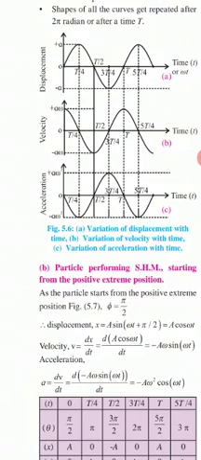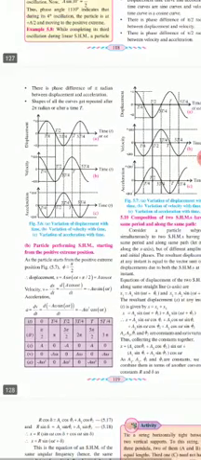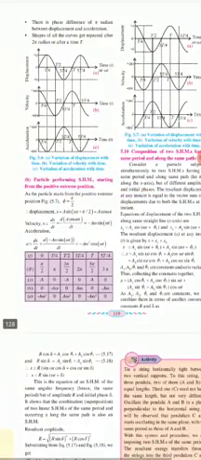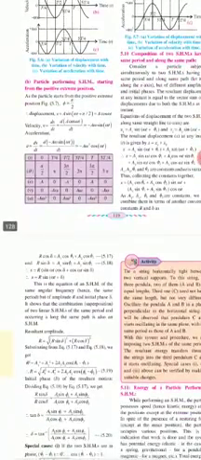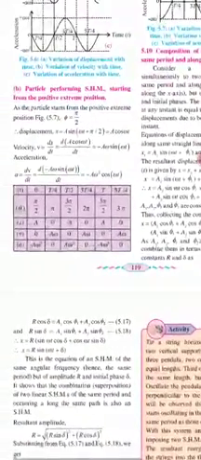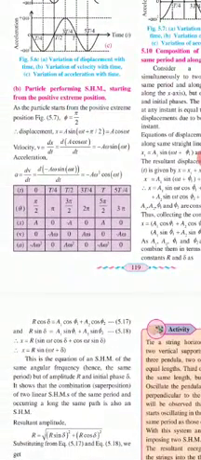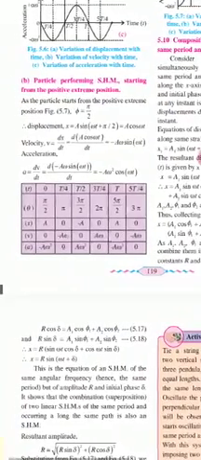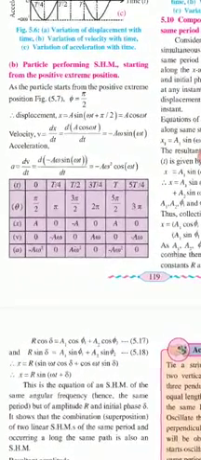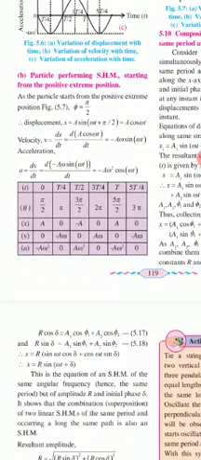Now if you see the next case, that is a particle performing SHM from the extreme position. So what will happen at the extreme position? Here we have to consider the angle as pi by 2. So displacement, that is x, is equal to a sin(omega t plus pi by 2), that is a cos omega t, and velocity dx by dt.